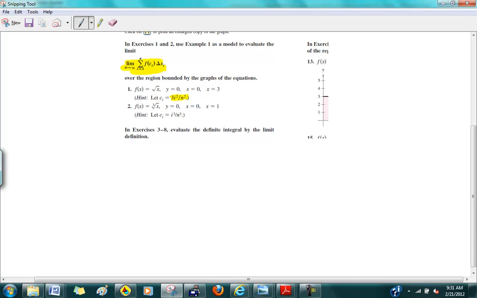So let's start formulating this. What you want is the limit as n goes to infinity of the sum from i equals 1 to n, and then you're going to evaluate f(ci). If you can't see this, you have your book in front of you, so you should be able to look at your textbook and see what's going on. You're going to take 3i squared over n squared and put it into your function, so it's going to be the square root of 3i squared over n squared.